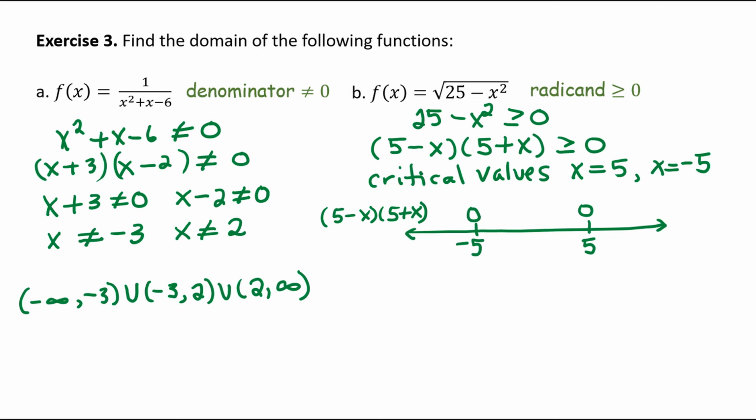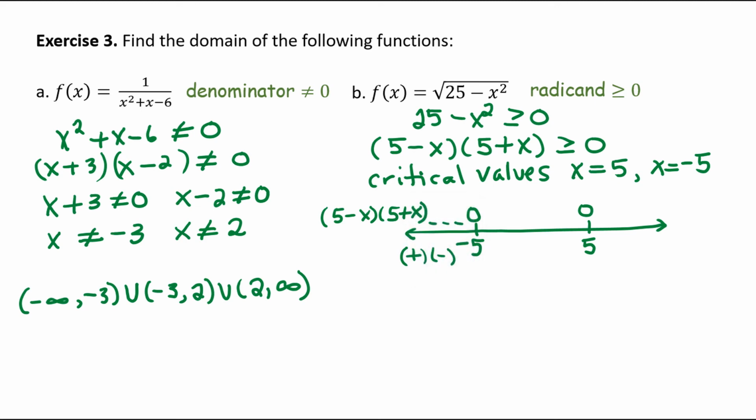Let's select numbers from each of the 3 regions of the number line to compute the SIGN of the function in that interval. From the leftmost interval, I'll select -6. 5 minus -6 is +11. 5 plus -6 is -1. The product of a positive and a negative is negative.